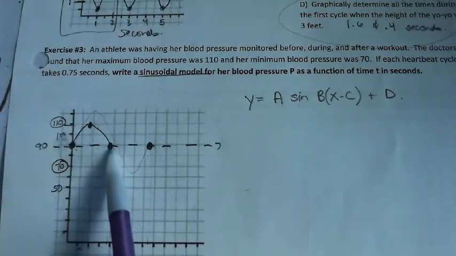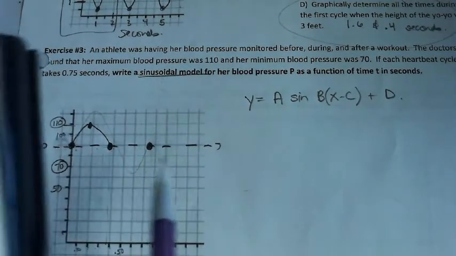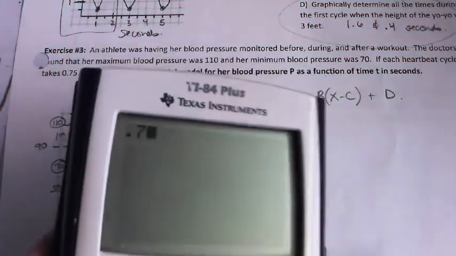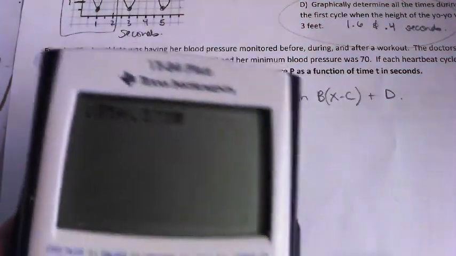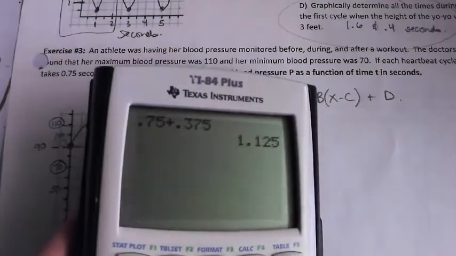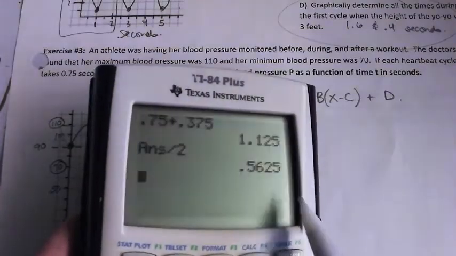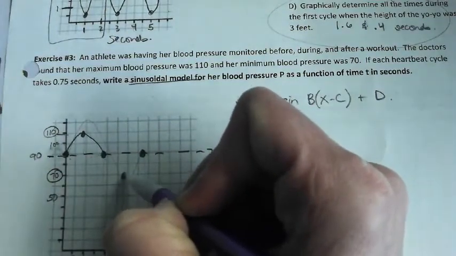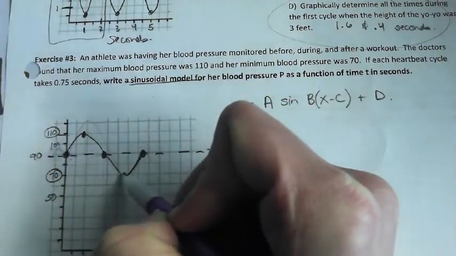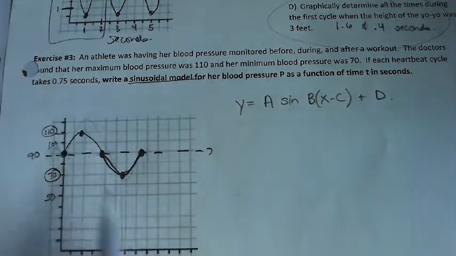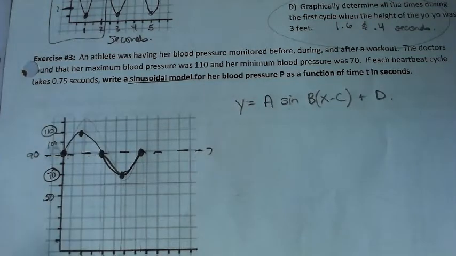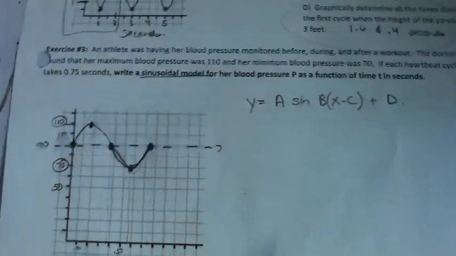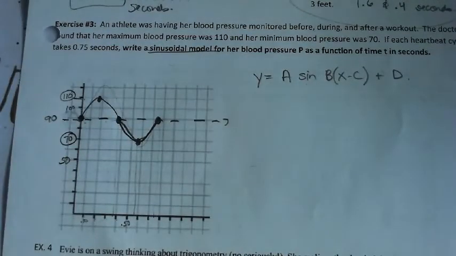And then halfway between 0.375 and 0.75, I'll just average them: 0.75 plus 0.375, take that total and divide it by 2. Is that around 0.56? That's going to be another point, and then that minimum is at 70. So those intermediate points didn't really work out well as far as the x-axis was concerned, but we did our best with the scale. Maybe counting by 5s would have been smarter, but we still would have had some estimating.